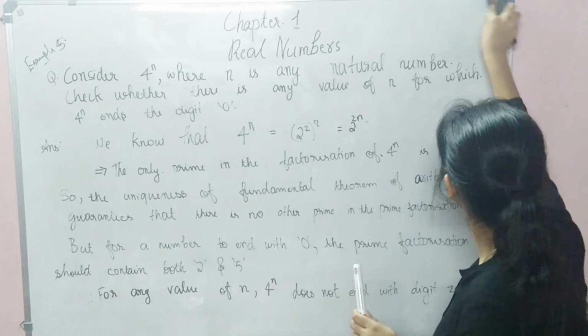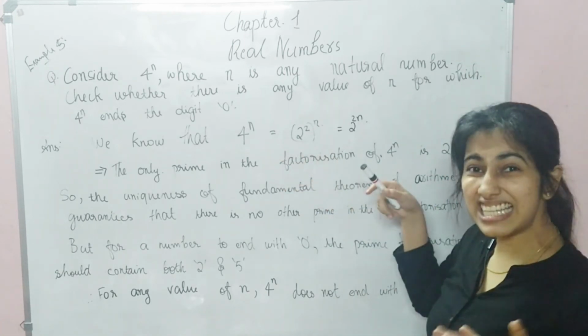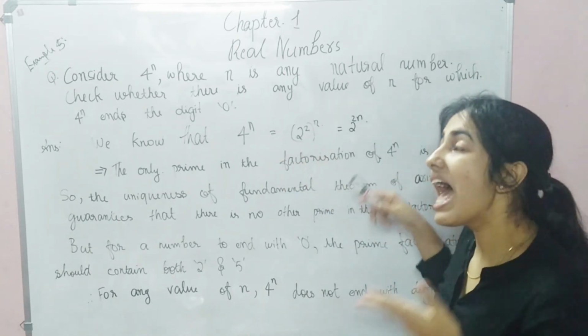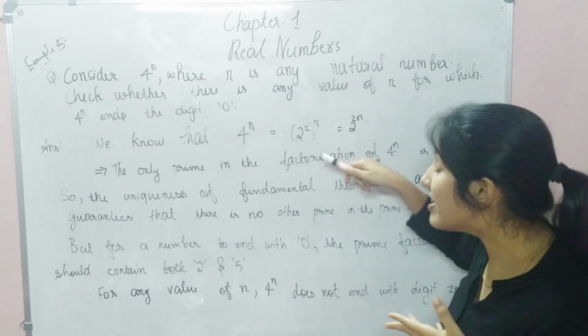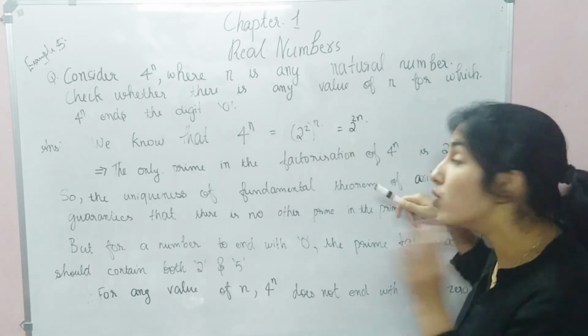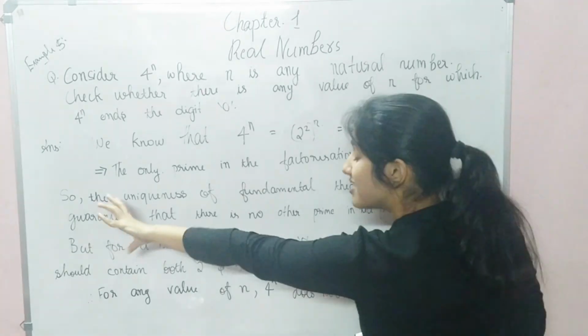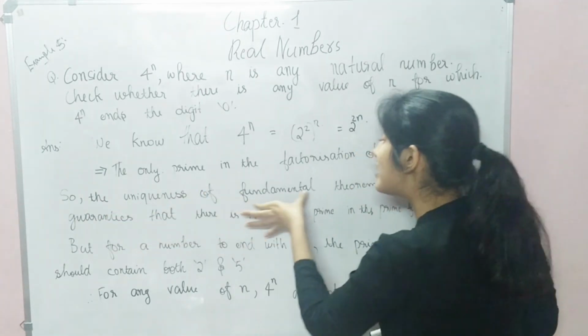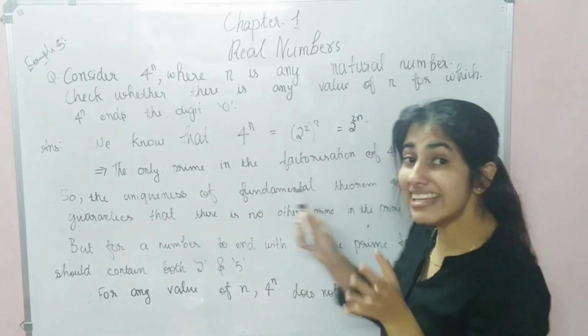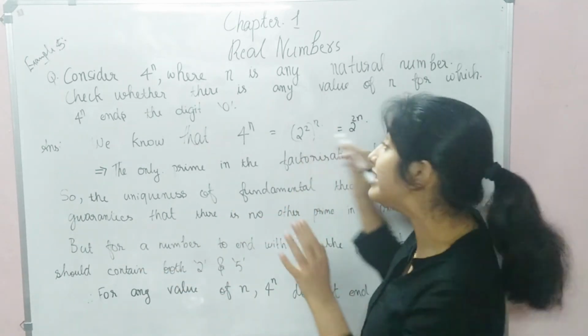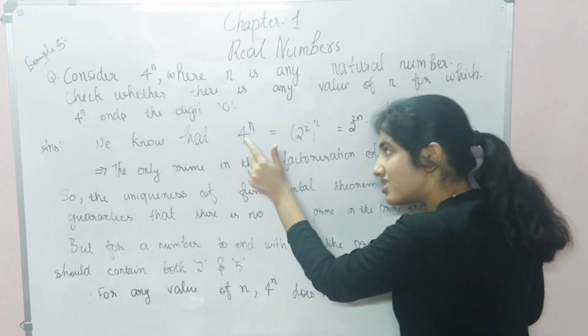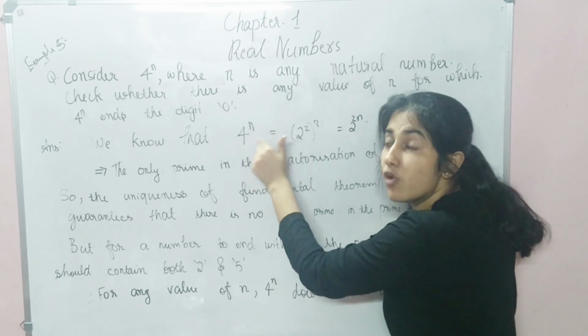Like that, 4 raised to n represents some composite number, and when you prime factorize this composite number, the only prime number involved is 2. This is something important: the uniqueness of the fundamental theorem of arithmetic guarantees that there is no other prime involved in the prime factorization of this number. The only prime involved is 2.